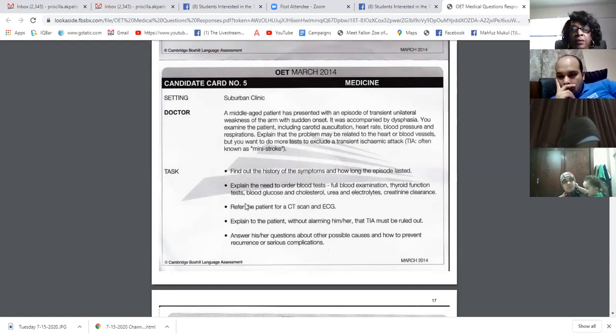Oftentimes, a patient would be referred to have a CT or an ECG scan, and the purpose for having that CT or ECG scan, you would know what the answers would be. I don't. And then there are other things that can be done to rule out whatever the problem was. And that's it. That's why it should not take you more than 3 minutes to tell me.